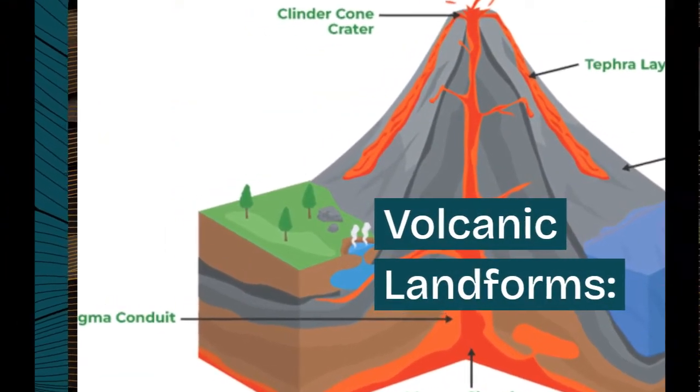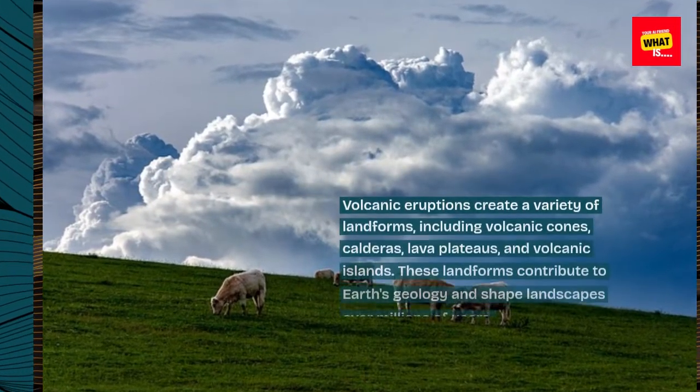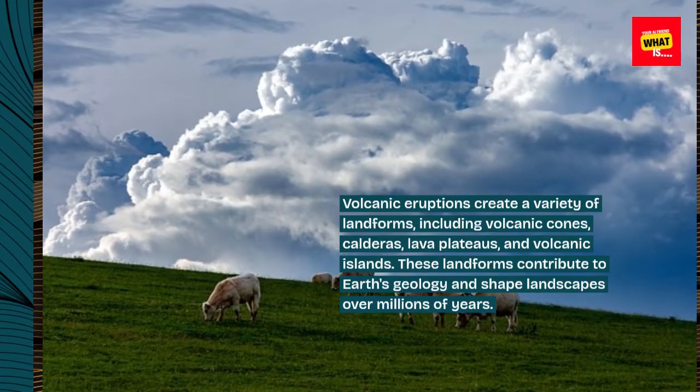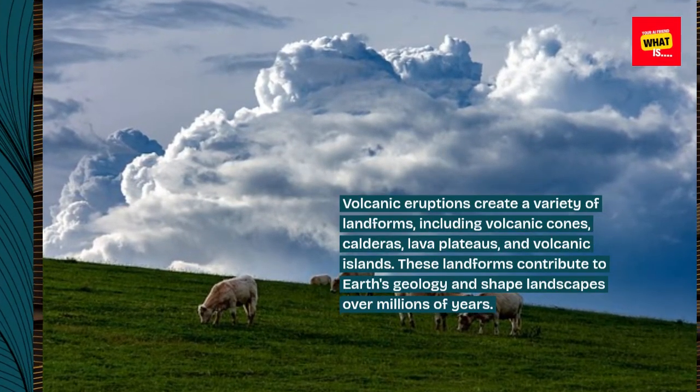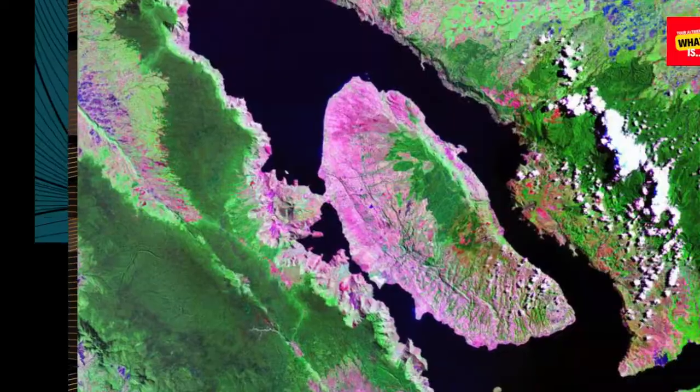Volcanic landforms. Volcanic eruptions create a variety of landforms, including volcanic cones, calderas, lava plateaus, and volcanic islands. These landforms contribute to Earth's geology and shape landscapes over millions of years.